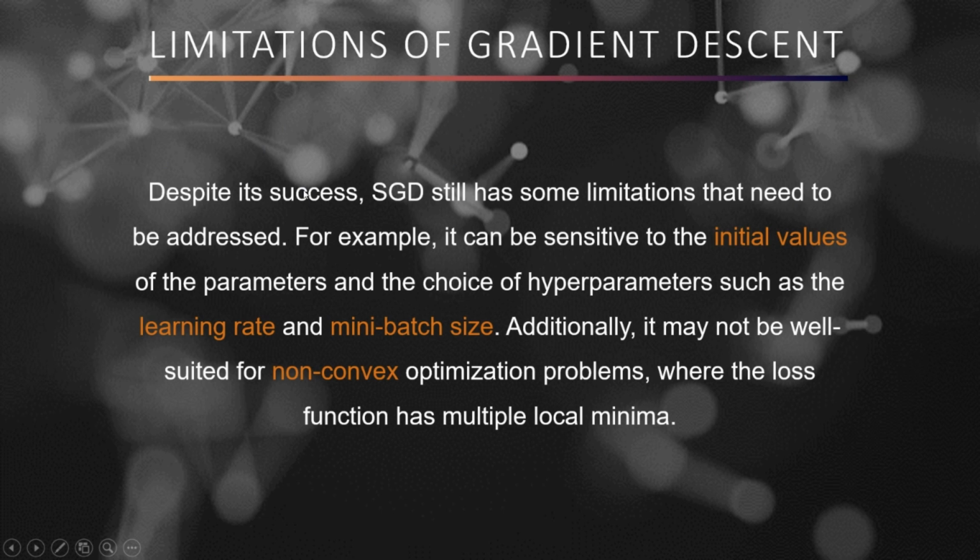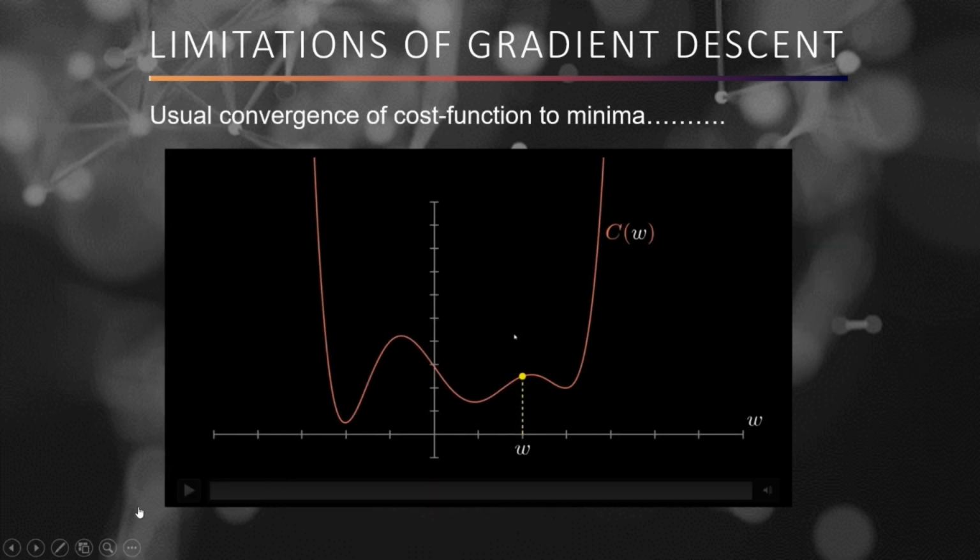Limitations of gradient descent. Despite its success, stochastic gradient descent still has some limitations that need to be addressed. For example, it can be sensitive to initial values of the parameters, the choice of hyperparameters such as the learning rate and mini batch size. Additionally, it may not be well suited for non-convex optimization problems where the loss function has multiple local minima. We will see what that means.